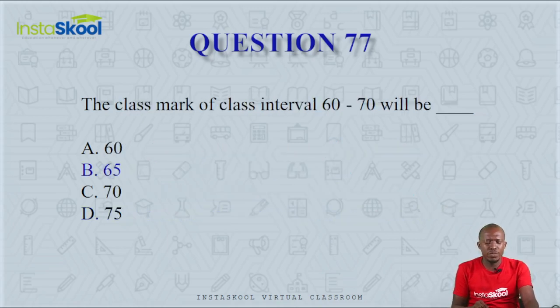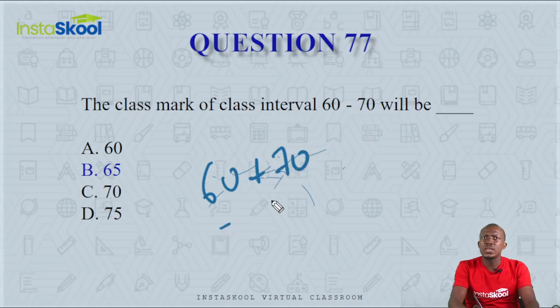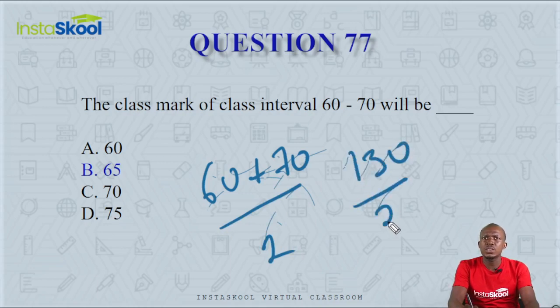Question number 77. The class mark of class interval 60 to 70 will be dash. How do you get class mark? You get class mark by adding the lower class boundary plus the higher class boundary, that is 60 plus 70, then divided by 2. 60 plus 70 would give us 130. 130 divided by 2 will give us 65. So the correct answer here is 65.